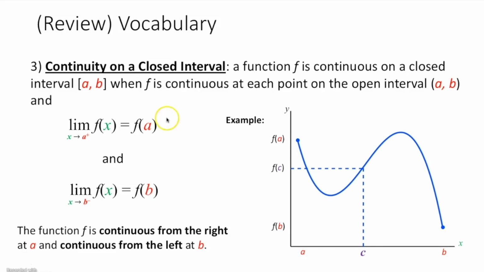Now, continuity on a closed interval says a function f is continuous on a closed interval ab when f is continuous at each point on the open interval ab, and the limit as x approaches a from the right of f of x is equal to f of a, and the limit as x approaches b from the left of f of x is equal to f of b. All of the same rules for an open interval apply to continuity on a closed interval. A function is going to be continuous on a closed interval if those three conditions are met for every point on the open interval ab, and if the endpoints are filled in, if there are no removable discontinuities on the endpoints. Okay, that's what these are saying.